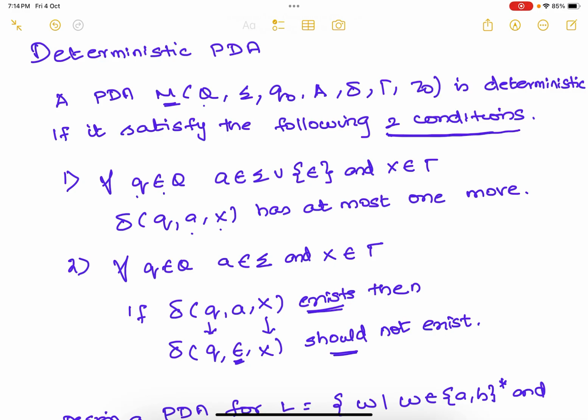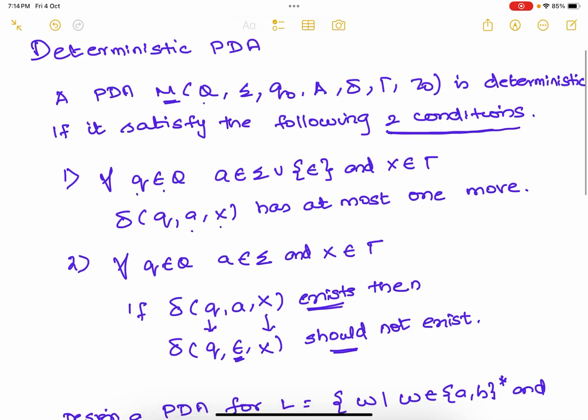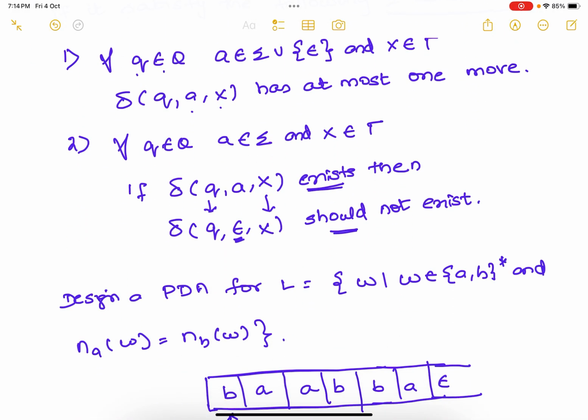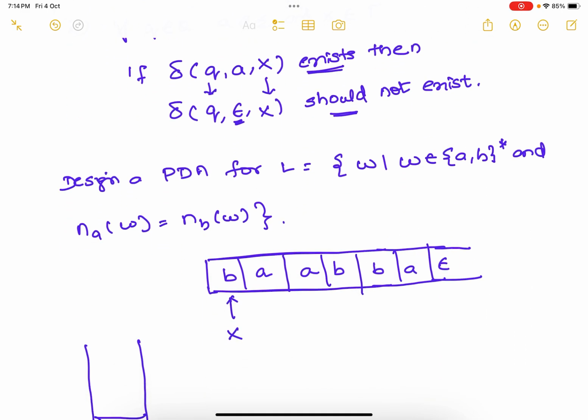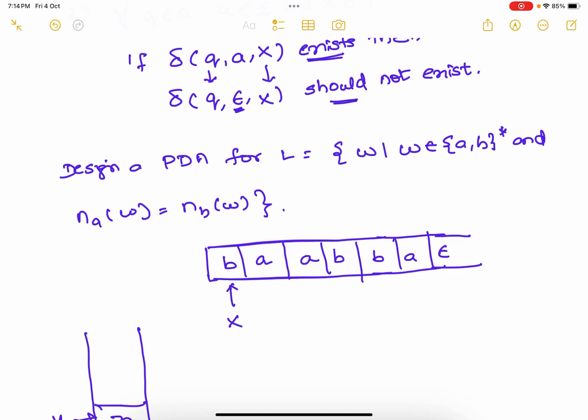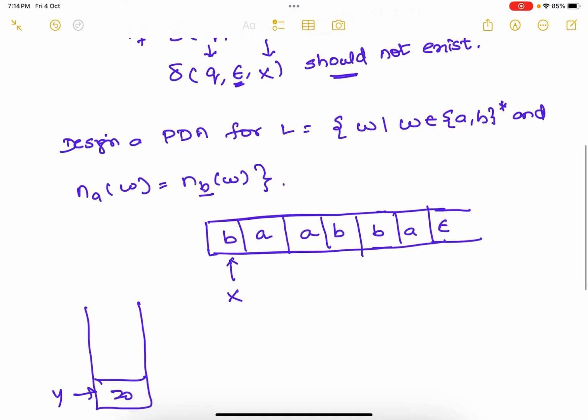Let me explain these conditions with the help of an example. Now consider a push-down automata for the language W, strings formed with A and B, with the condition that the number of A's in W should be equal to the number of B's in W. It can be in any order, but the number of A's and B's should be the same.